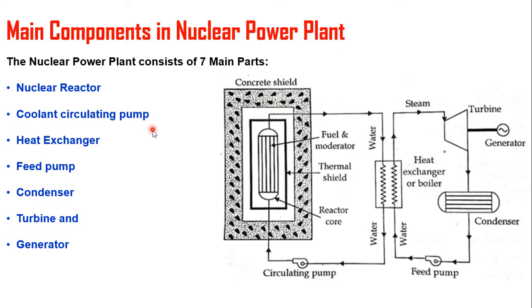Now we will see what the basic components are. Here these are the seven basic components in this nuclear power plant: the nuclear reactor, a coolant circulating pump, heat exchanger, feed water pump, condenser, and so on. From the heat exchanger to the generator, these are the common things. Only two things, the nuclear reactor and the coolant circulating pump, are different when compared to thermal power stations.